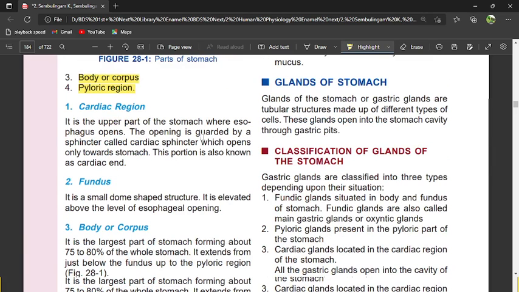Okay, so first let us go to the cardiac region. The cardiac region is the uppermost part of the stomach. It is continuing from where you get the esophagus. It opens towards the esophagus, and it is guarded by the cardiac sphincter. So the cardiac region has one sphincter, and whether food is entering inside or not is regulated by this sphincter, known as the cardiac sphincter, which opens towards the stomach. This portion is also known as the cardiac end.